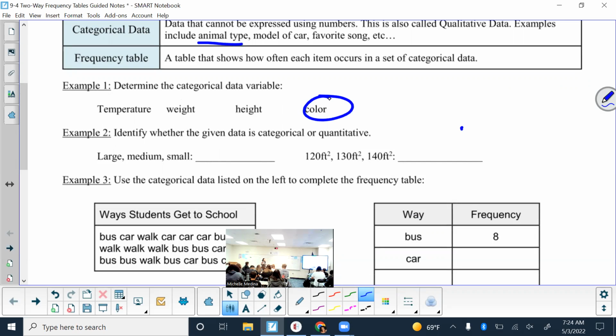Example 2, identify whether the given data is categorical or quantitative. So large, medium, and small, what type of data would that be? Categorical. What about 120 feet squared, 130 feet squared, 140 feet squared? Not quantitative. Oh yeah, it is quantitative. Sorry.